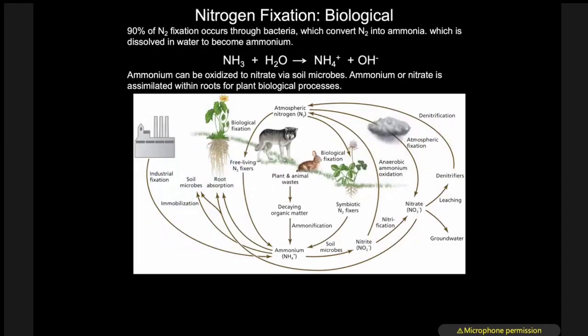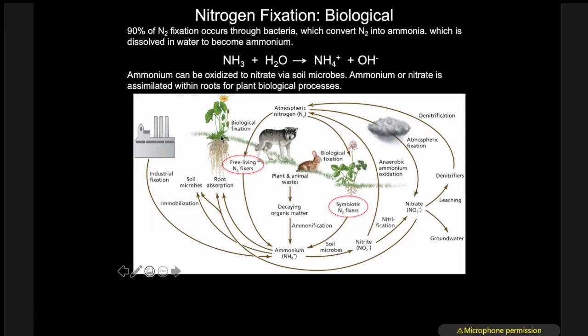And so the majority of nitrogen is actually fixed through bacteria. There are nitrogen fixers that are free living, and then there are nitrogen fixers that form symbiotic interactions with plants. Once that nitrogen is converted through these free living or symbiotic nitrogen fixers, it's converted to ammonium, and then that ammonium is converted to nitrate, and then both ammonium and nitrate can be taken up directly by plants.